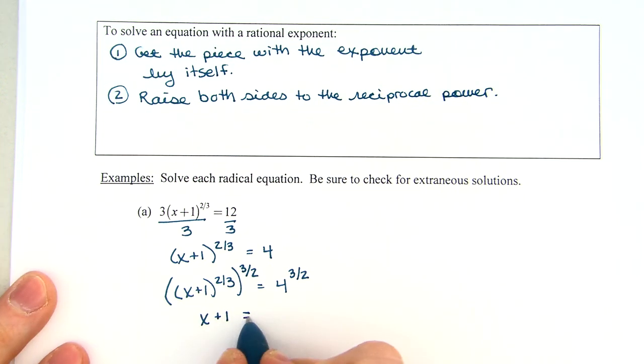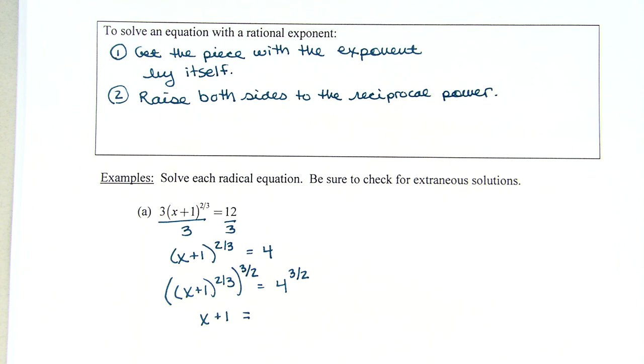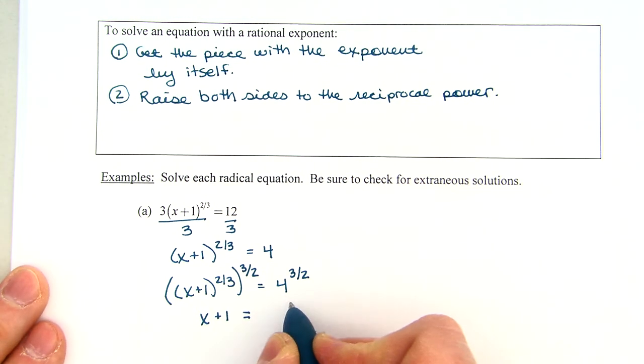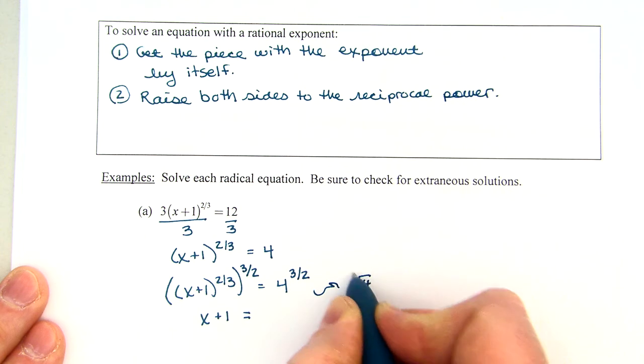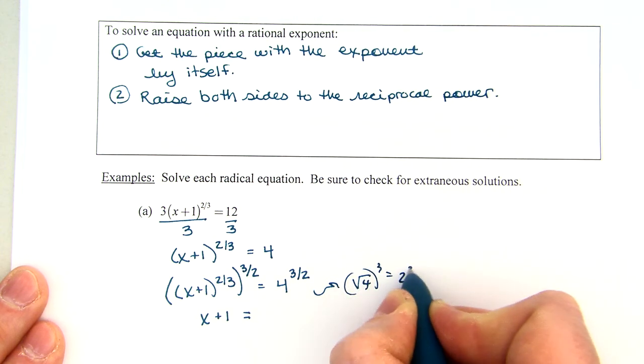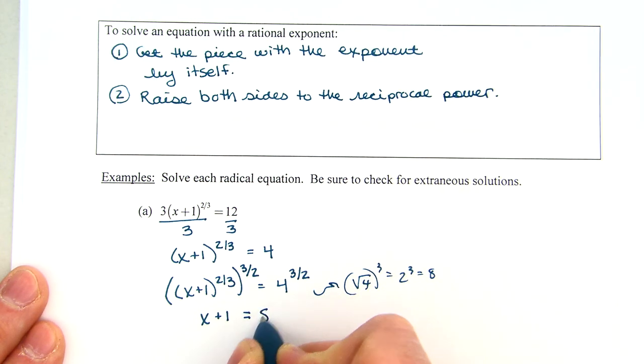Now, on the other side, we have to actually do that thing. How do you do 4 to the 3/2? What should you be thinking in your head? Andrew? Square root of 4, because our denominator is the root. Cube that thing. Square root of 4 is what? 2. Cube is what? You're going to get x plus 1 to the 8th.